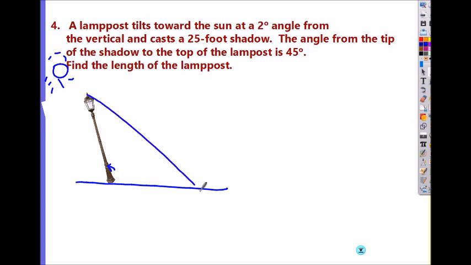So what will be the angle? 90 plus 2, which will be 92 degrees, right? And it says the vertical, and it casts a 25-foot shadow. So here's the sun, so here's the shadow, which is 25 feet. And the angle from the tip of the shadow to the top of the lamppost is 45 degrees. Find the length of the lamppost. So x is what we're looking for.